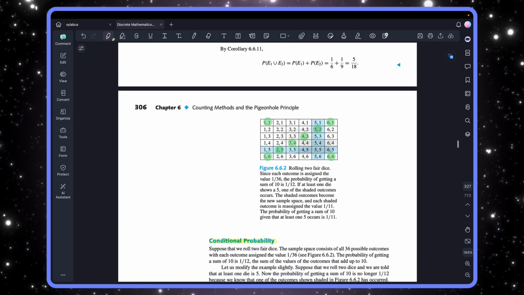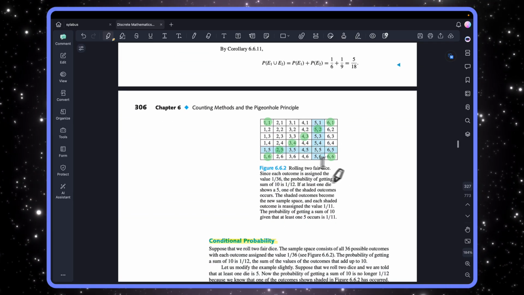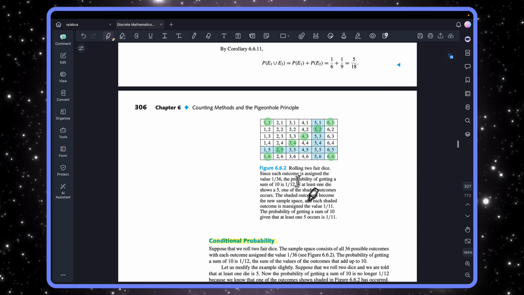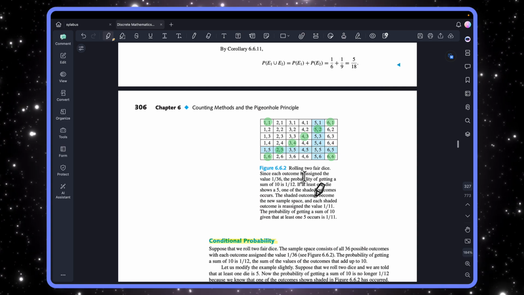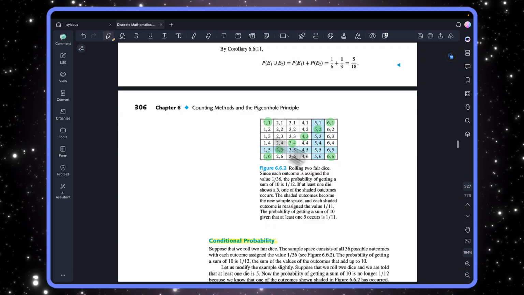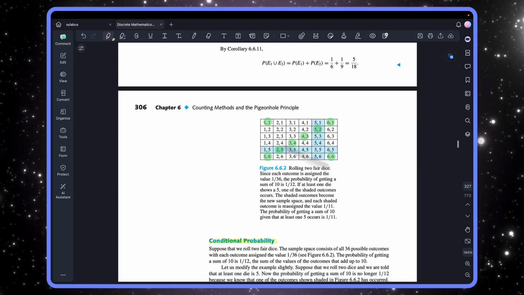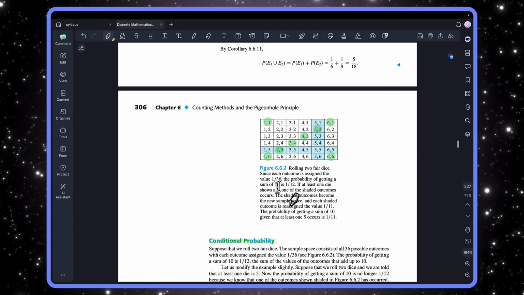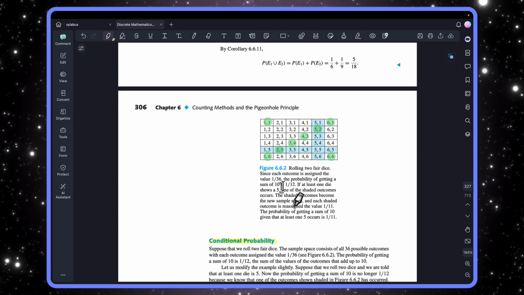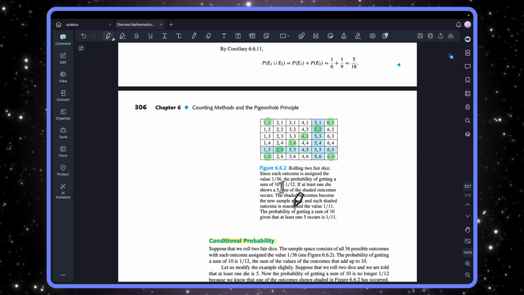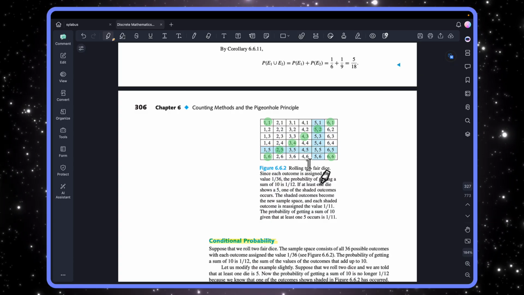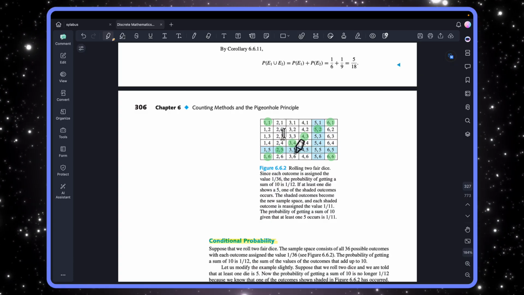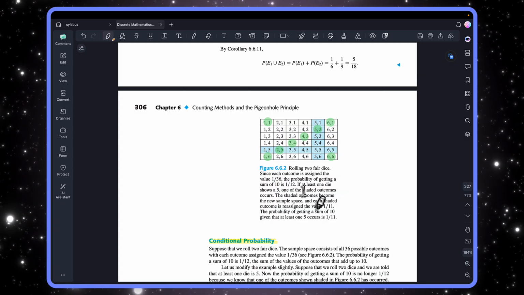Here's a figure. Let's suppose that we roll 2 fair dice, and since each outcome is assigned the value 1/36, forget the dots that I've drawn here, the probability of getting a sum of 10 is 1/12. So if you look at getting a sum of 10, well, you can just add up what adds to 10, and there's 1/12 of them.